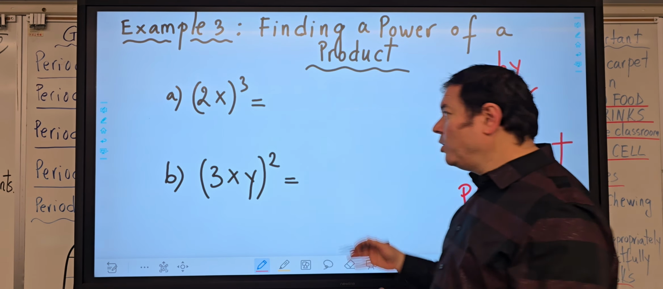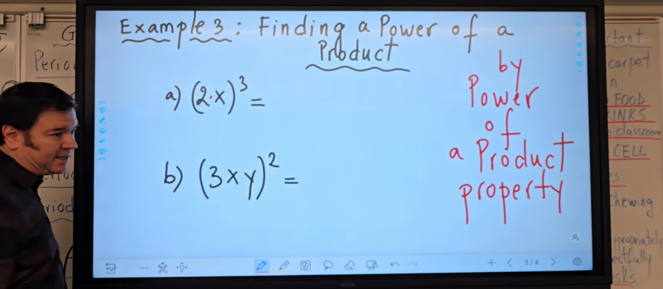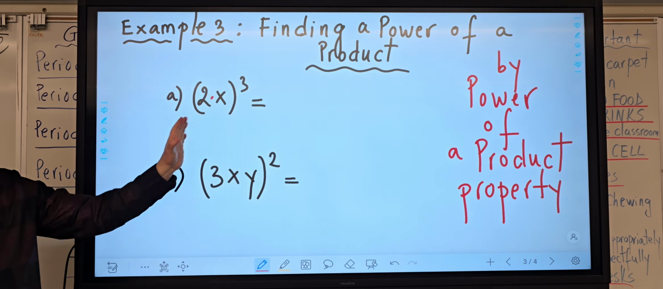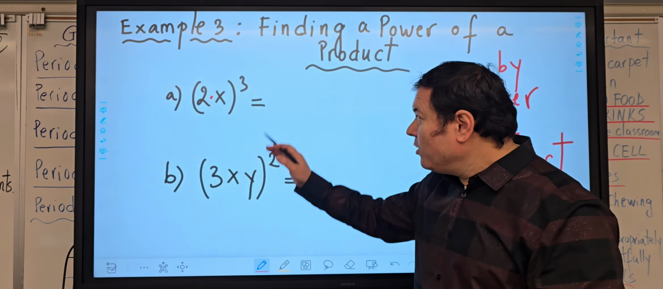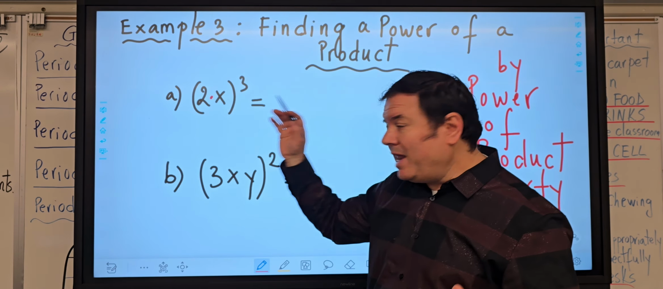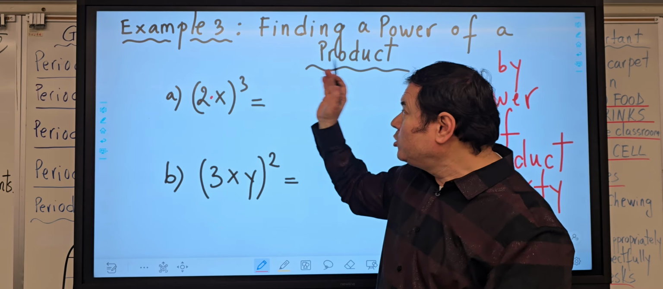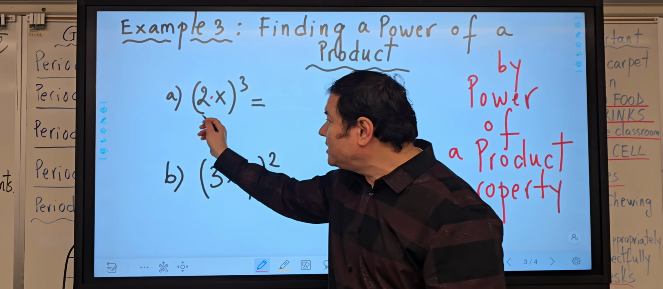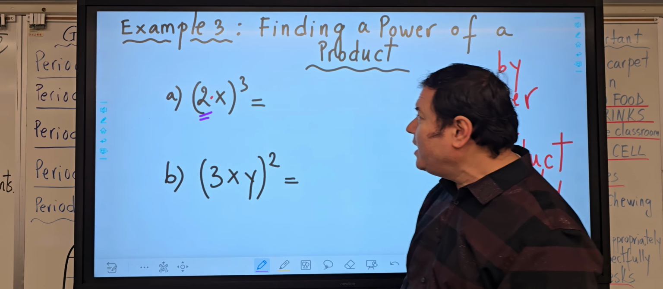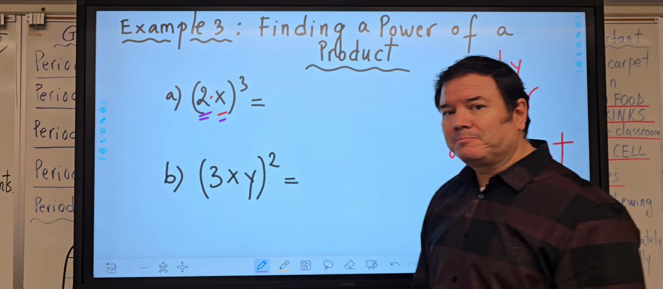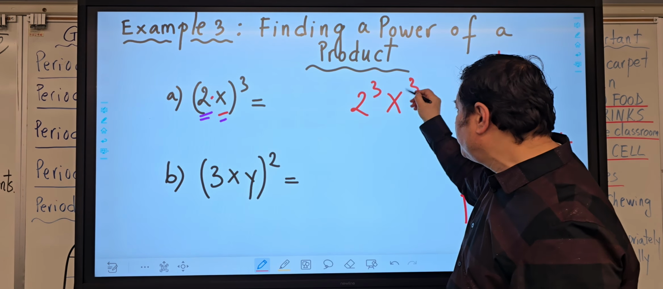Let's take a look. So by the power of a product. Here we have a product, 2 times x. We see that 2 and x do not have an exponent. Please remember that if we have a 2 or any base multiplied together with no exponent in a parenthesis raised to an exponent, each of these bases is going to be raised to that exponent. So the answer is going to be 2 to the power of 3, x to the power of 3.